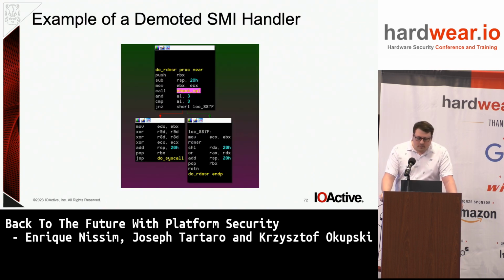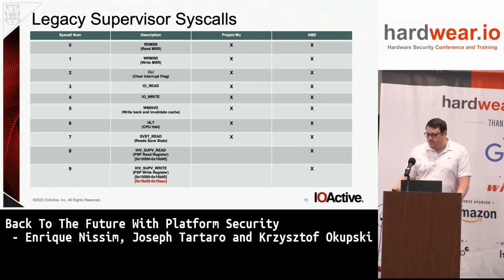So this is an example of a demoted SMI handler. You see the very first thing it does is check the CPL. If it's at 3, then it knows that the supervisor is running. It's deprivileged, so it's going to call into the syscall interface. But if it's not, if it's running at CPL 0, it's going to go ahead and execute its normal SMI code, in this case just doing a read MSR. So the code is still going to exist for legacy purposes, or in case the supervisor is not actually initialized. But essentially, when you see that branch, that's what you're looking at.